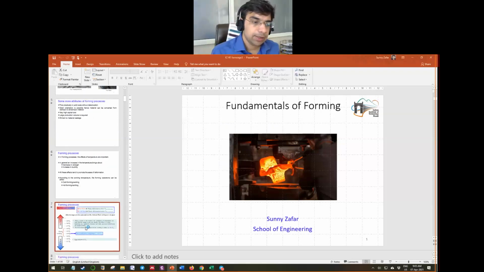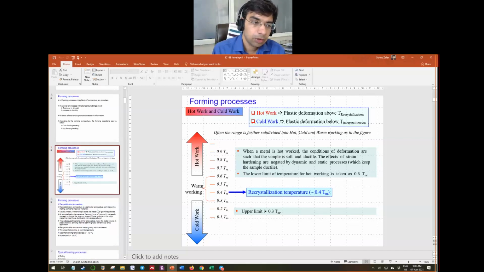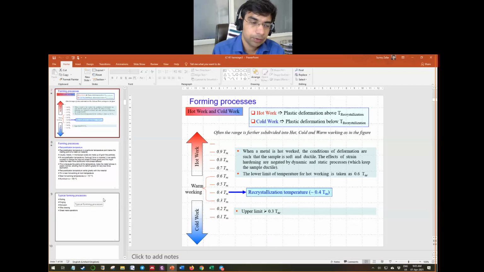So we have been discussing these forming processes. In the last class, we discussed what forming processes are and how they are different from other product realization processes. Then we discussed hot working, cold working, and warm working as well. And I also discussed the importance of the recrystallization temperature.